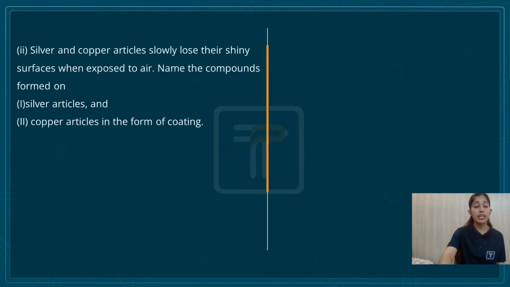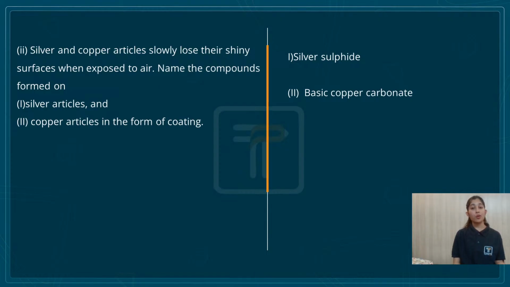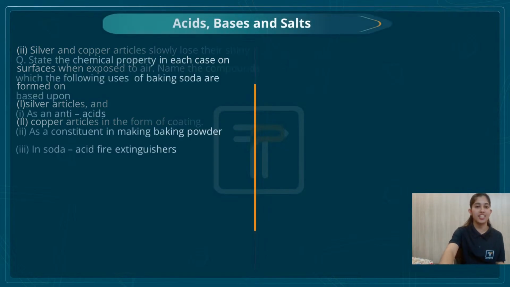Okay. Silver and copper particles slowly lose their shiny surface when exposed to air. Name the compounds formed on silver particles and copper particles in the form of coating. We know that silver particles, when they are exposed to air, lose their shine, right? Why is that shine reduced? Because it forms a layer of silver sulfide. And copper particles form a coating of copper carbonate. That is why copper particles lose their shine, and similarly silver also loses its shine.